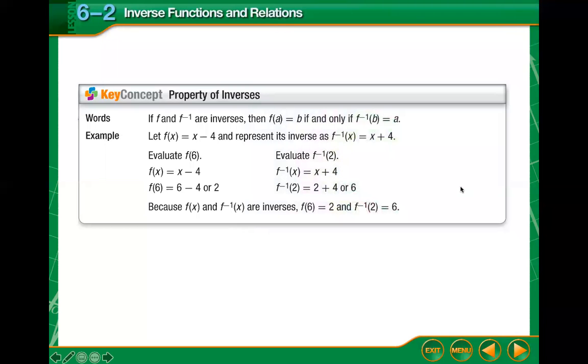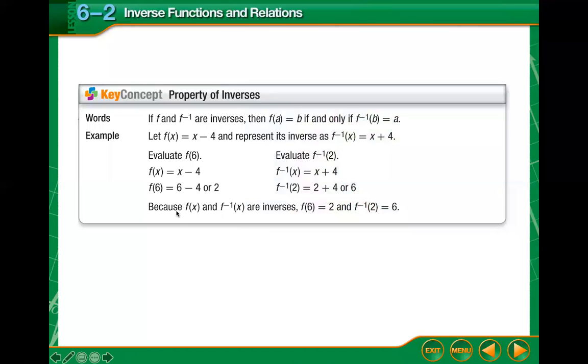So the property of inverses states that f and f to the negative 1 are inverses if f of a equals b, if and only if f to the negative 1 of b equals a. And so what we're saying is that we pick a value that we plug into f, and in this case they chose 6.